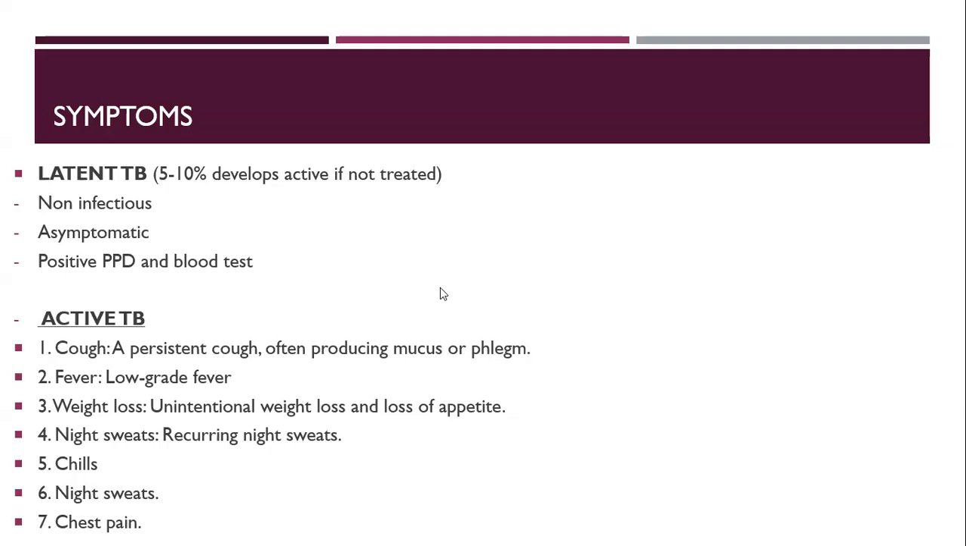Then 4, there can be night sweat, by way of inflammation from the bacteria spreading. They can get night sweat and it can be recurring. They can also get 5, chills. Then 6, night sweat, same thing. Then 7, chest pain, because if you cough, you contract your lungs. You feel the pain in your chest, and then begin to have chest pain.